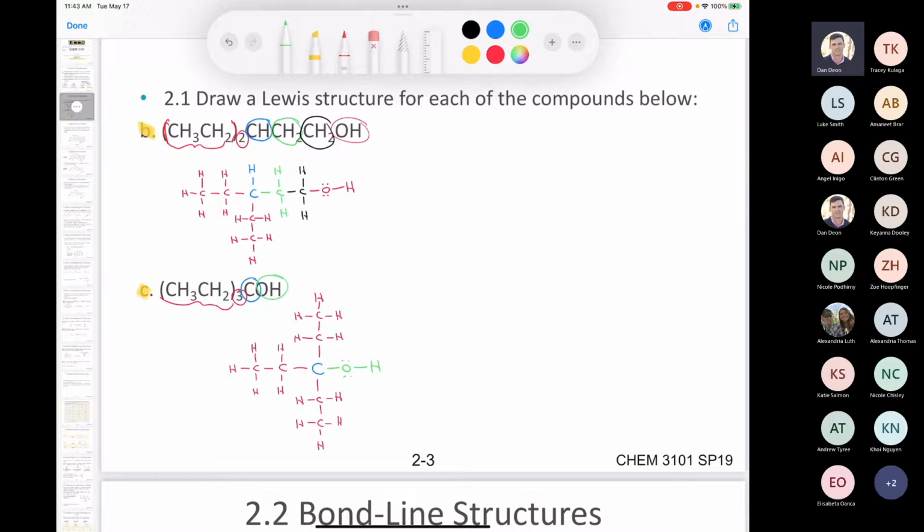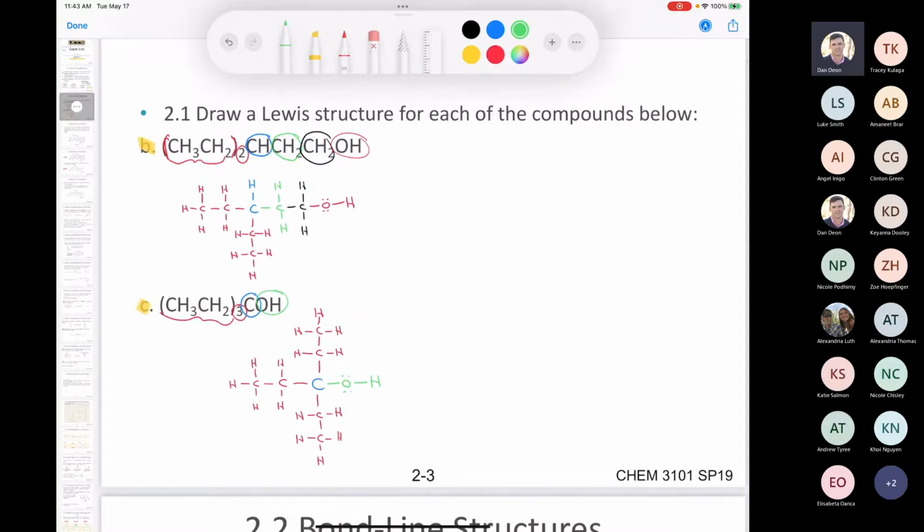Any questions about that? Don't hesitate to stop me if you have a question. Are there any questions about going from the condensed structure to the full Lewis structure? Can everybody hear me? Sorry, I'm not seeing anything on the chat and I'm reloading it. So, okay, great. Good. Thanks, everybody. Thanks, Andrew, Clinton, Nicole. Perfect. Sorry, I'm just always wary in case there's a lag or something and you can't hear me.